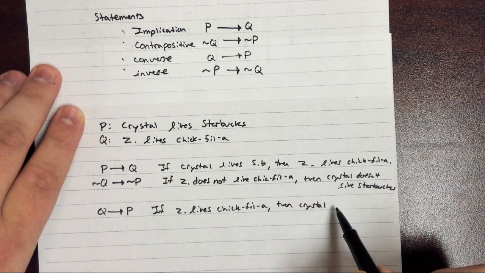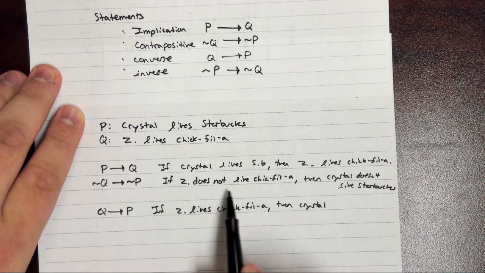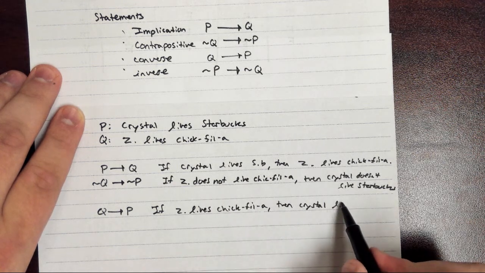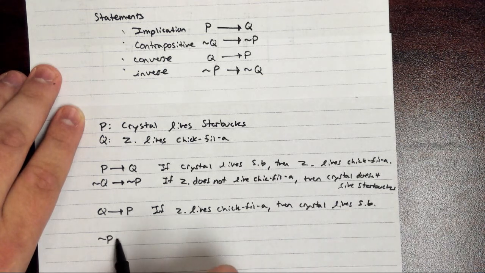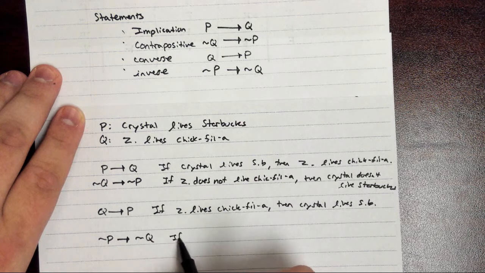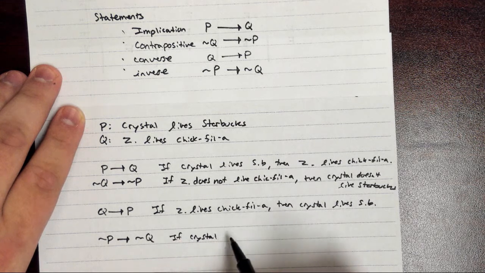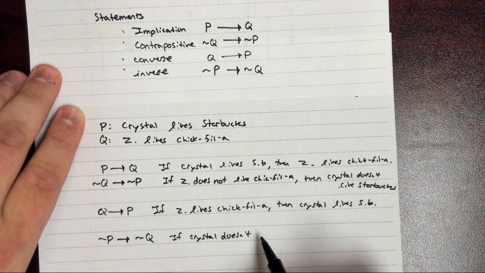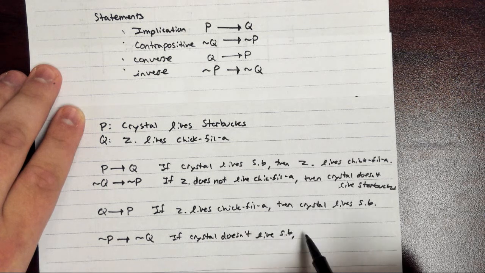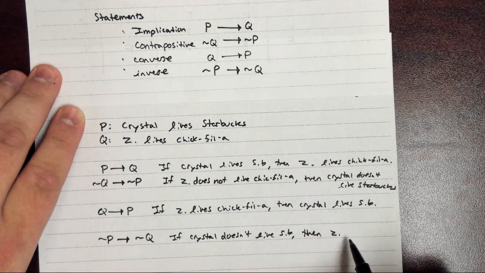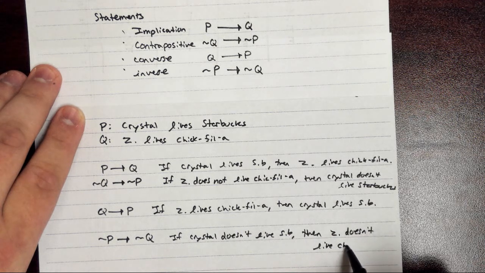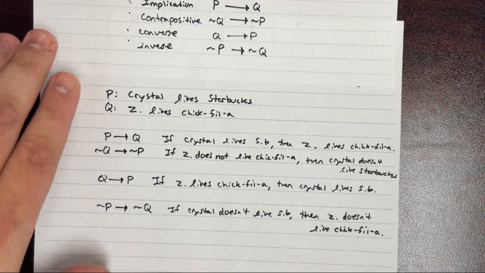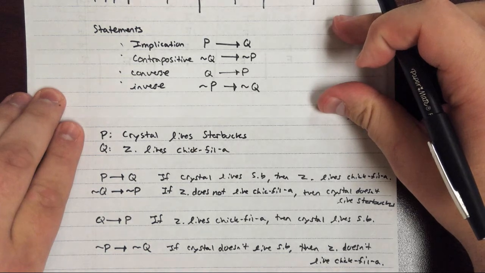He said if Z does not like Chick-fil-A. And then the last one would be: if Crystal doesn't like Starbucks, then Z doesn't like Chick-fil-A. So Crystal doesn't like Starbucks, and Z doesn't like Chick-fil-A. Maybe that helps visualize what these things are intending to mean.